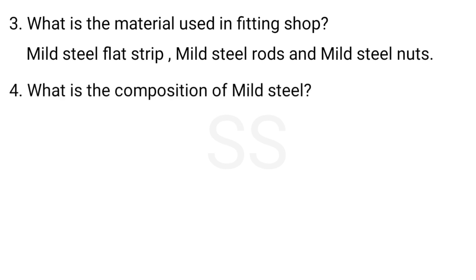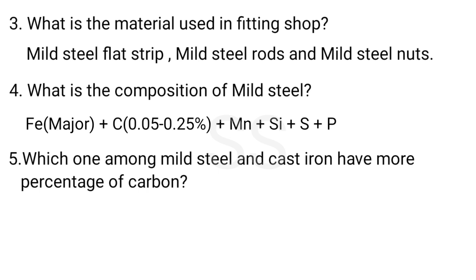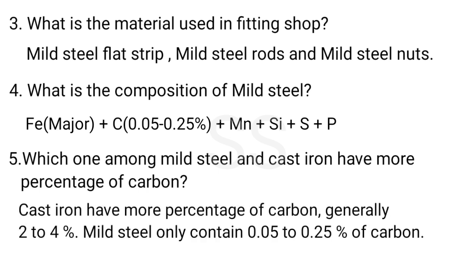What is the composition of mild steel? Mild steel contains majority of iron, almost 99%. It also contains carbon, 0.05 to 0.25%, manganese, 0.3 to 0.6%, and various other elements like silicon, sulfur, and phosphorus. Which one among mild steel and cast iron have more percentage of carbon? Cast iron has more percentage of carbon, generally 2 to 4%. Mild steel only contains 0.05 to 0.25% of carbon.